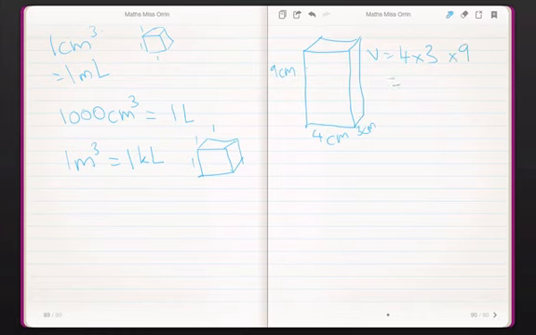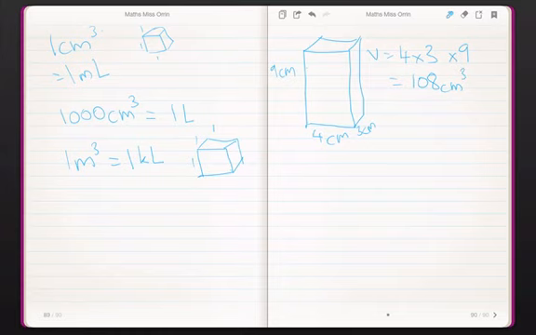Okay, 4 by 3 is 7, 7 by 9, oh no, what? I have written something completely different on my own piece of paper. That's alright. I don't know what I've done. Why did I just say 4 by 3 is 7? Oh, I'm having one of those days. 4 by 3 is 12 times 9 is 108. Okay, so 108 centimeters cubed is the volume of this.